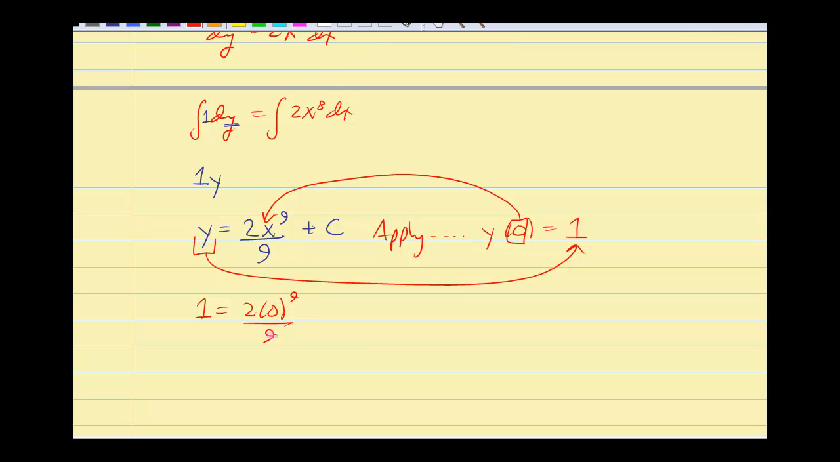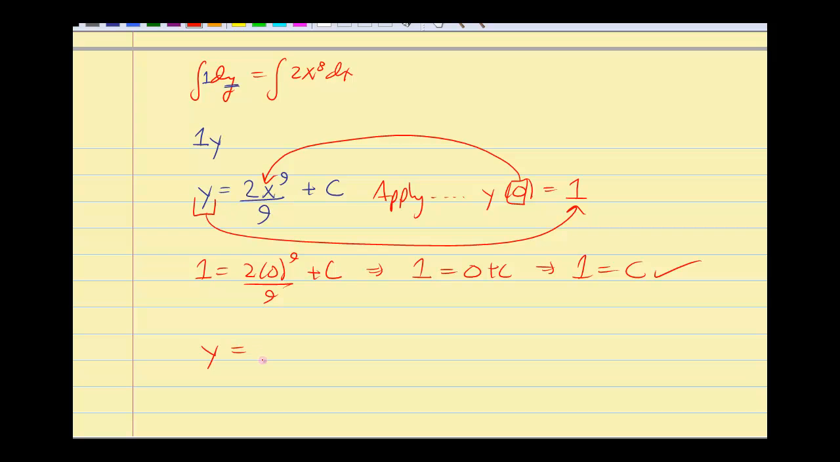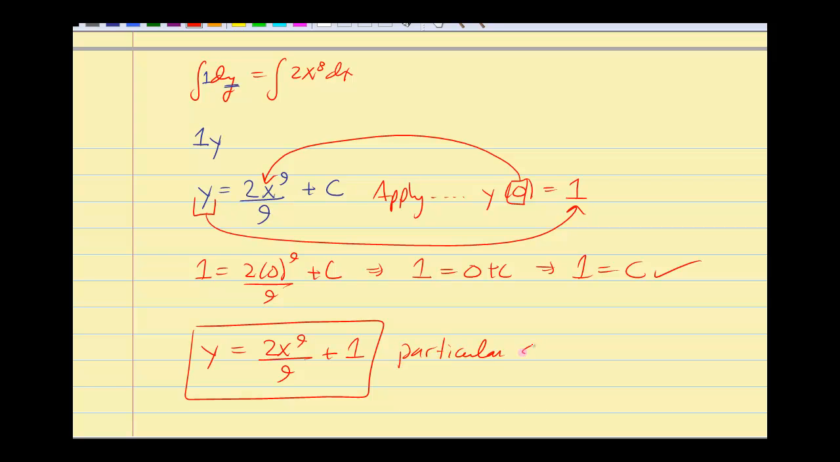over 9 plus c. Well, what we can do here is get 1 equals 0 plus c, or 1 equals c. So I have solved using my initial condition, and now I know that my antiderivative that's correct for this initial condition is y equals 2x to the 9th over 9 plus 1. This is called a particular solution. Remember, before we had an entire general solution or an entire family of solutions, but now we have this nice particular solution. Let's go ahead and look at another one that involves a trig function.